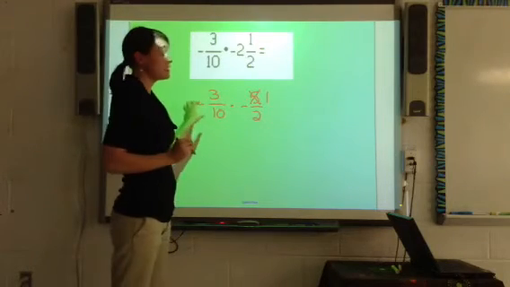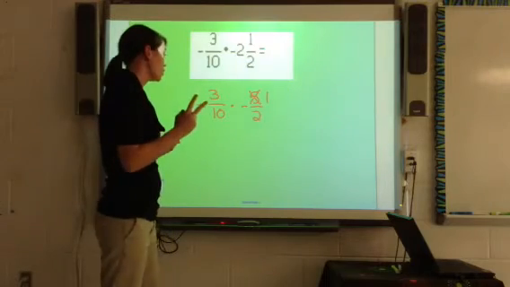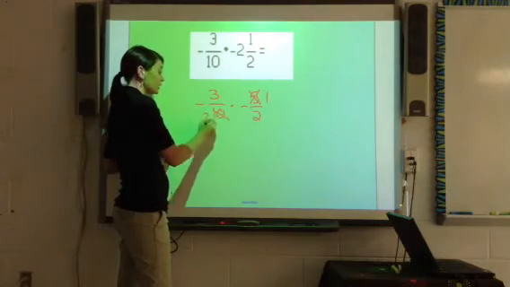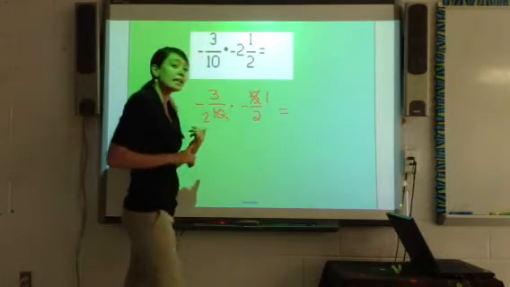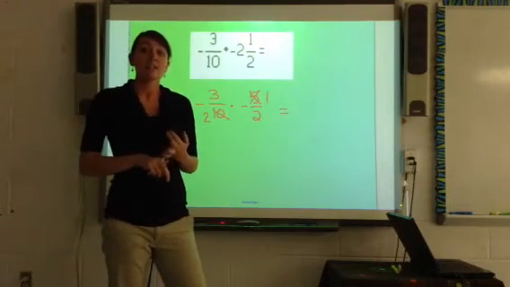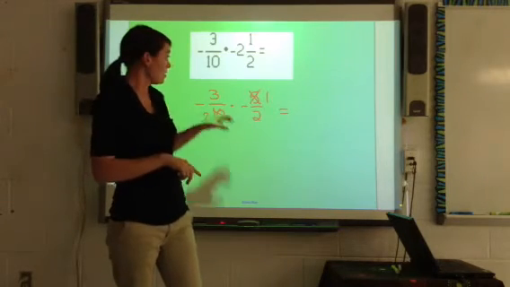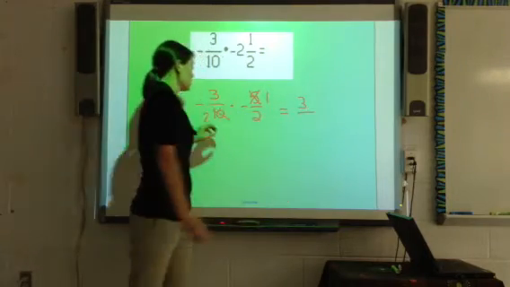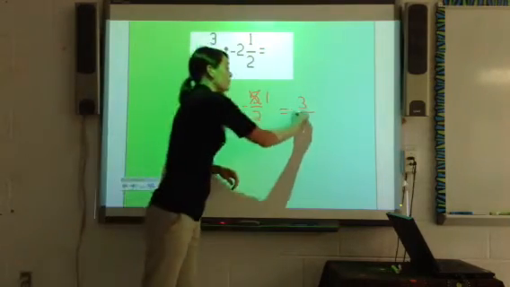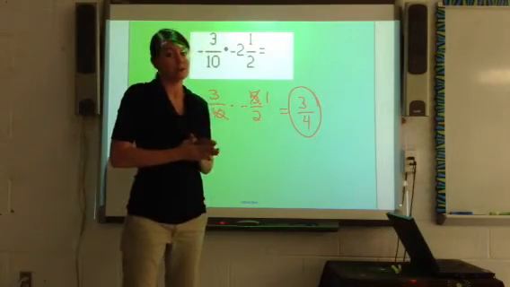We're going to do the same thing down here. How many times does 5 fit into 10? Twice. So we're going to change that into a 2. Now I'm ready to multiply. I have a negative times a negative. When I have a negative multiplied by a negative, we know we're going to get a positive answer. 3 times 1 is 3. 2 times 2 is 4. So that's how we end up getting 3/4, and we know that that is a simplified fraction.